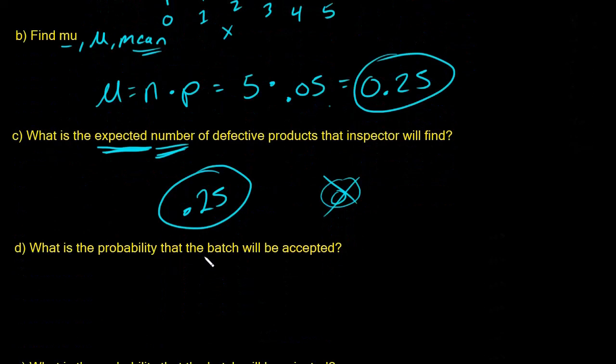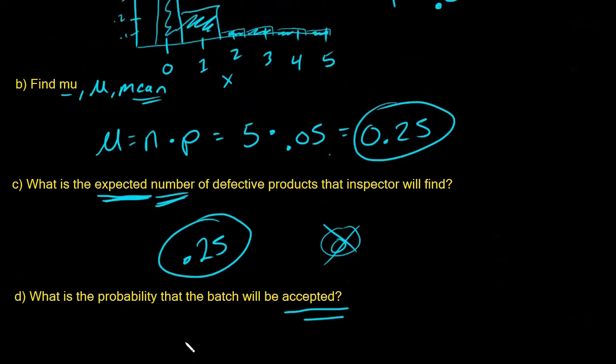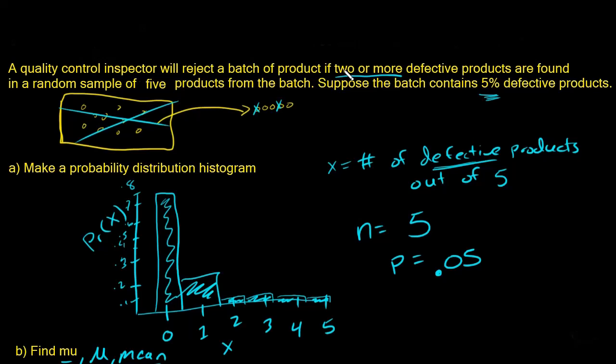Okay. What's the probability that the batch will be accepted? Accepted. So what does it mean to be accepted? Let's go back to the problem up top. If 2 or more defective products are found in a random sample of 5, then you're going to reject the batch, right? So we will reject if x is 2 or more. So that's greater than or equal to 2.